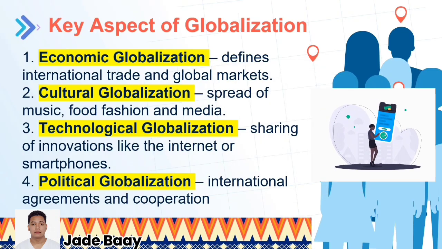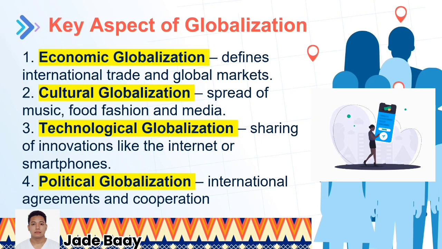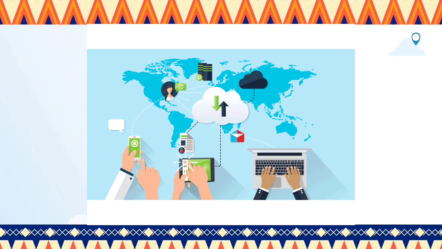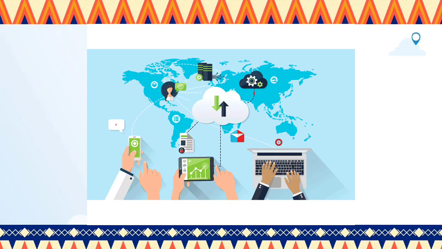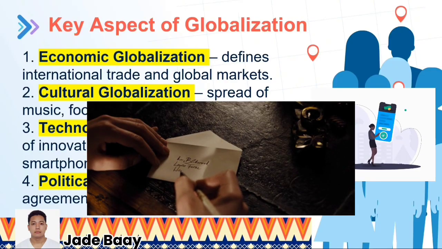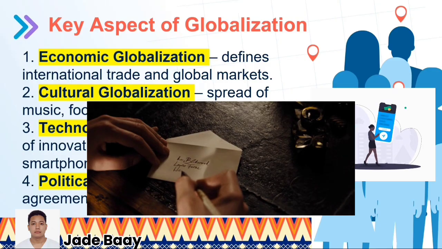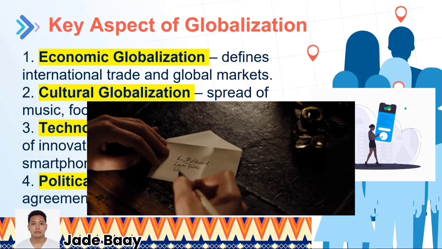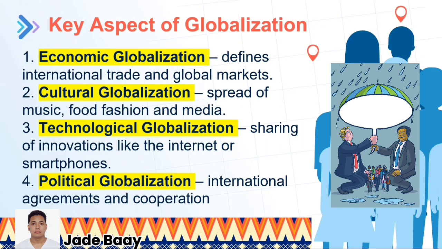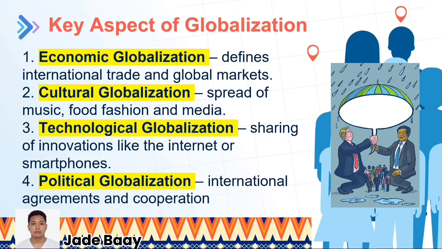The next one is technological globalization. Sharing of innovations like the internet or smartphones. Alam naman natin kung gaano kaimportante ang communication at mas pinadali pa sa panahon ngayon dahil sa mga advanced technology, comparing to the previous century na it takes days or weeks bago mo matanggap ang mensahe. So, it shows us how important technological globalization is. The next one is political globalization. International agreements and cooperation is one of the important aspects of globalization. One of the main reasons is the interdependent global political landscape.